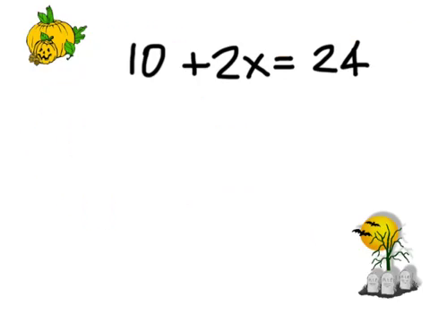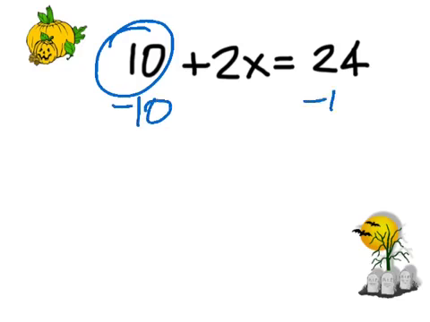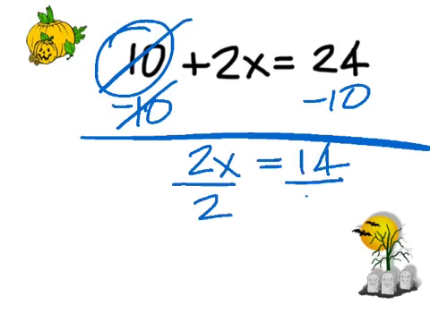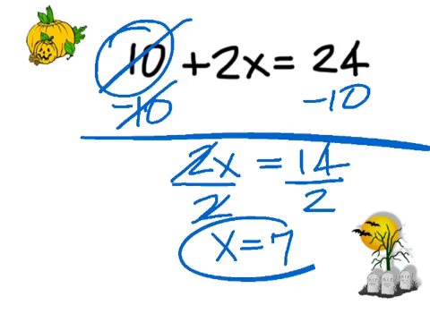Example number 5. Notice the x is in a different spot, but it's still on the left side. You have a positive 10 with it, so that means you subtract 10 from both sides. These cancel out, and you're left with 2x equals 14. Divide both sides by 2 to get an answer of 7.